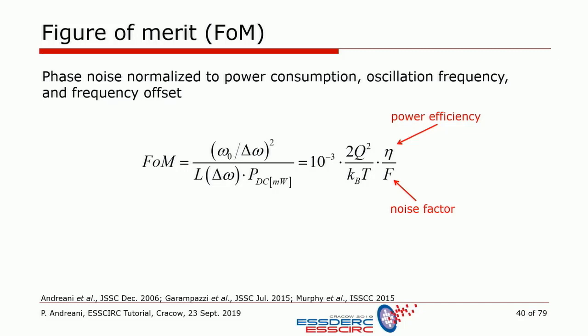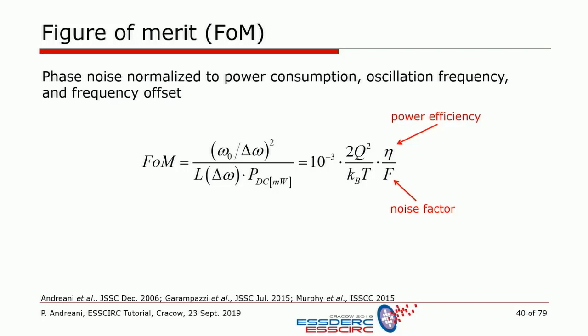In this case, for oscillators, what you have is your phase noise, and then you normalize it to how much power you have consumed, what the oscillation frequency is, and also at what offset frequency, delta omega, you're looking at. Okay? So eventually, all this boils down to something like this. It's the square of the quality factor of the tank, KB over T. There's not much we can do about it unless we go cryogenic or so.